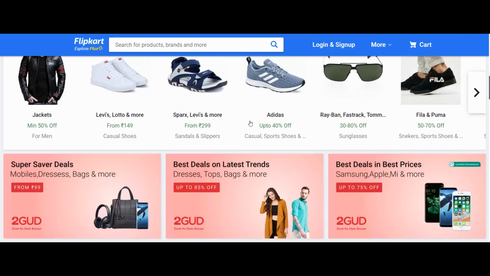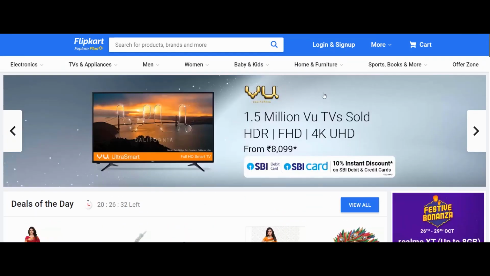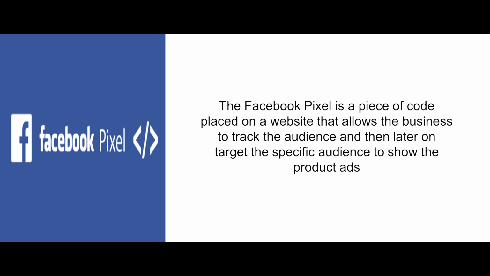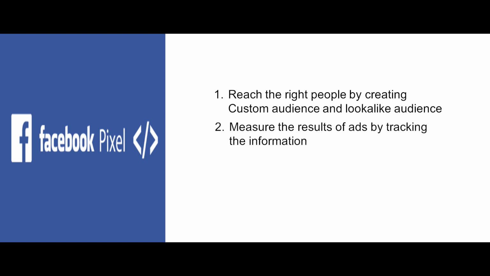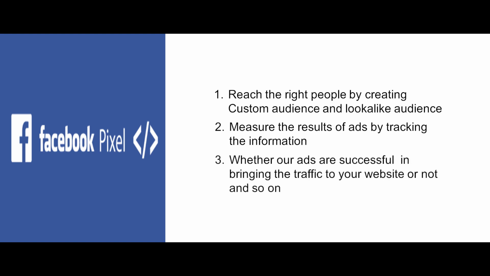Actually, these websites have embedded a Facebook pixel on their website to track the user behavior. Now, what is Facebook pixel? It is a piece of code placed on the website that allows businesses to track the audience behavior and then later on target the specific audience to show the product ads. There are many ways of using the information collected through Facebook pixel, like to reach the right people by creating custom audience and lookalike audience, and to measure the results of ads by tracking whether our ads are successful in bringing the traffic to our website or not, and so on.